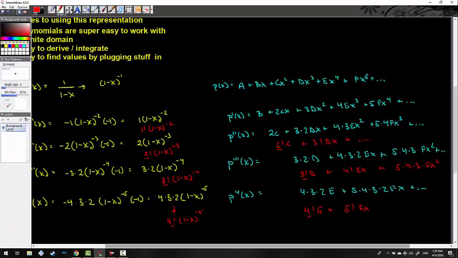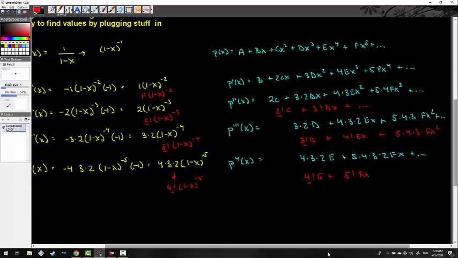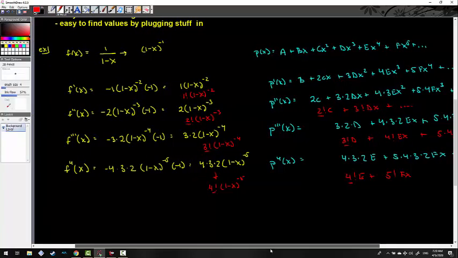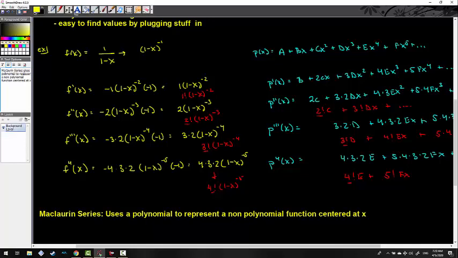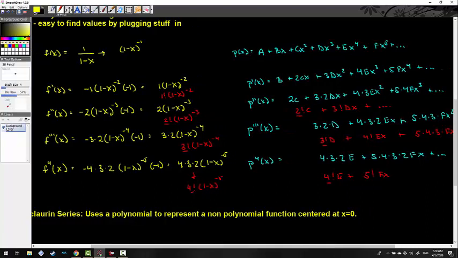So how does this help me build my Maclaurin series? Well, let's define what a Maclaurin series is versus a Taylor series before we get started. The Maclaurin series uses a polynomial to represent a non-polynomial function centered at x equals 0. It is specifically at x equals 0. Okay? So what I'm going to do is now use these pieces of information here, my f's and my p's, and I'm going to just let x become 0 and see what happens.